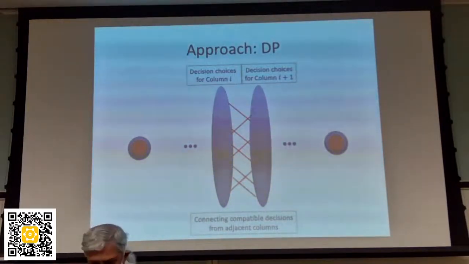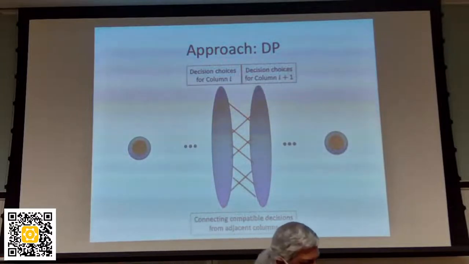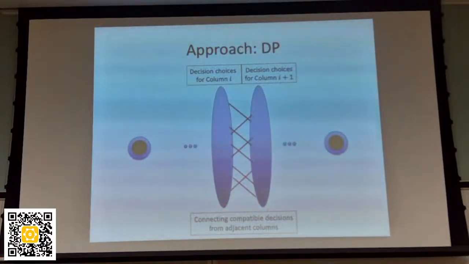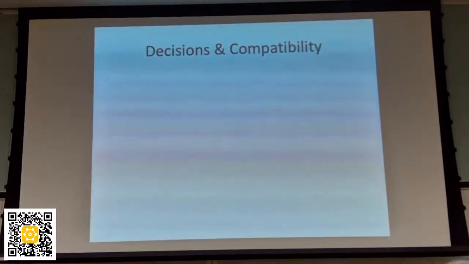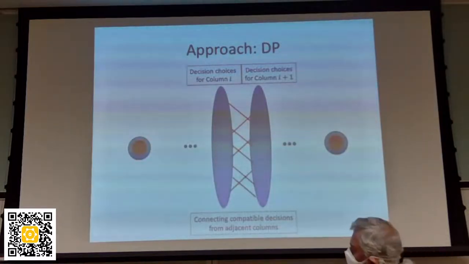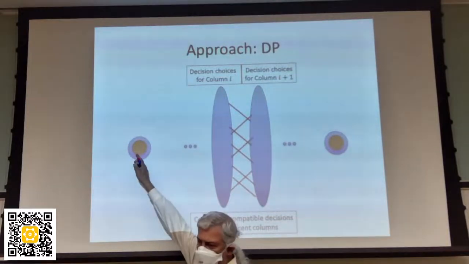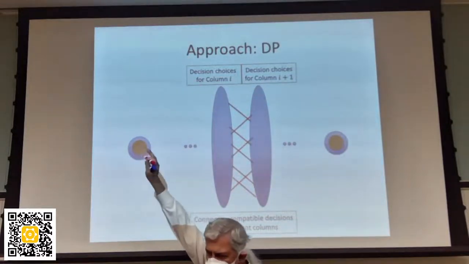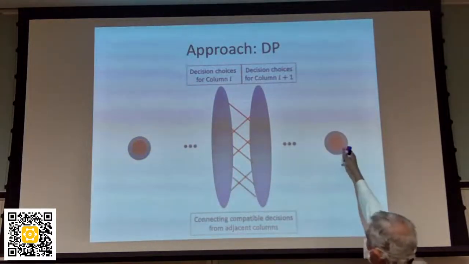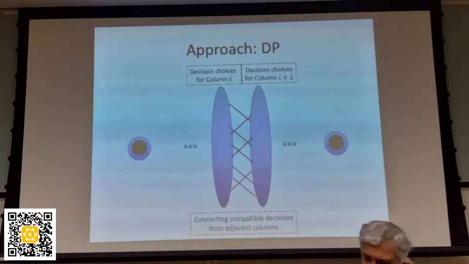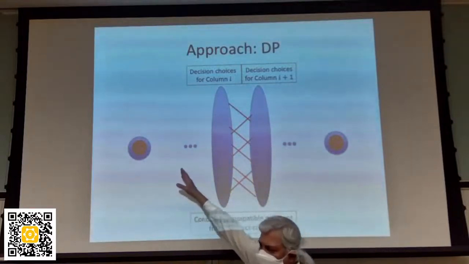Okay? And now I built this entire network. So I'm also going to add in some edges going from the start vertex to the first column and from the last column to this extra vertex. And then essentially I'm going to do a shortest path from here to here.